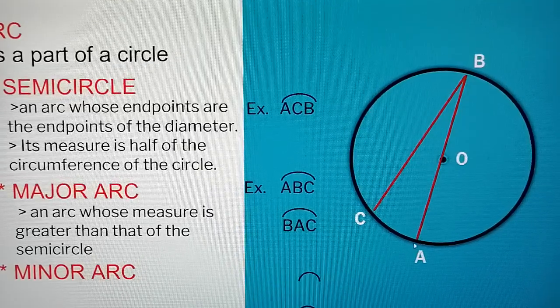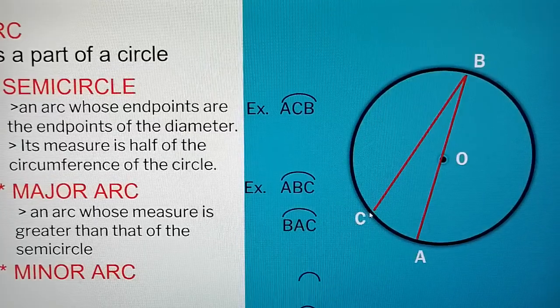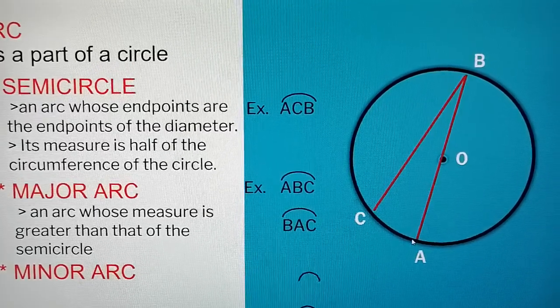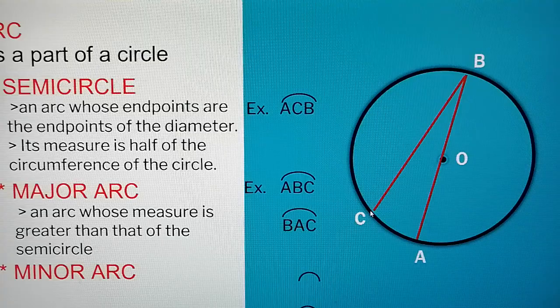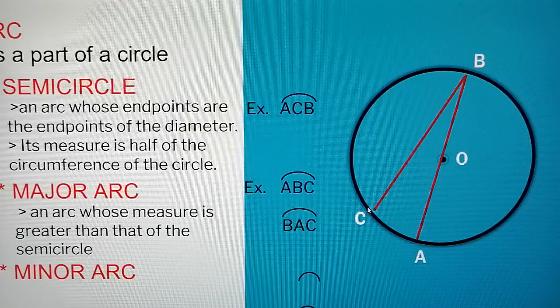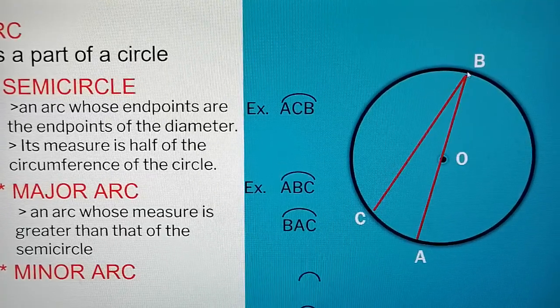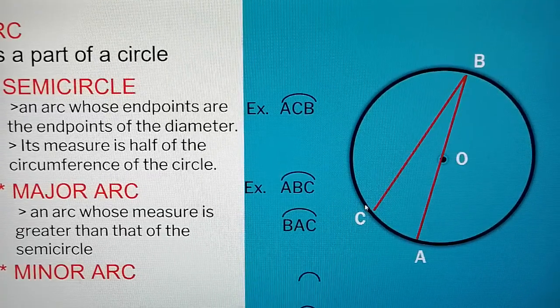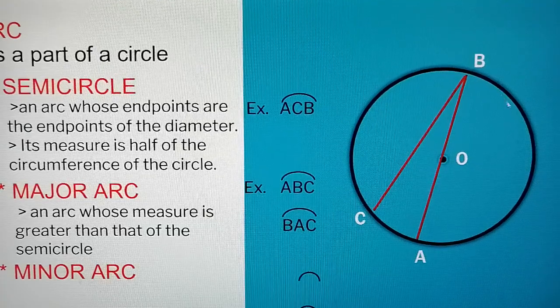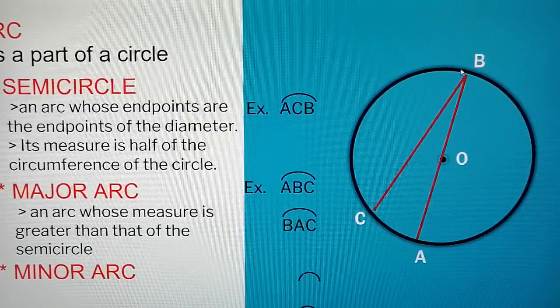You start with point A through B to C. So the endpoints are points A and C. We mean this part of the circle. That's greater than the semicircle, so it's a major arc. Then another is arc BAC. This part of the circle is also a major arc.